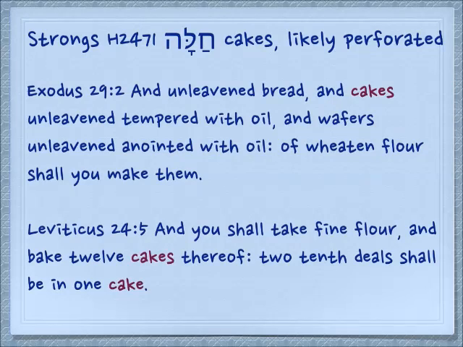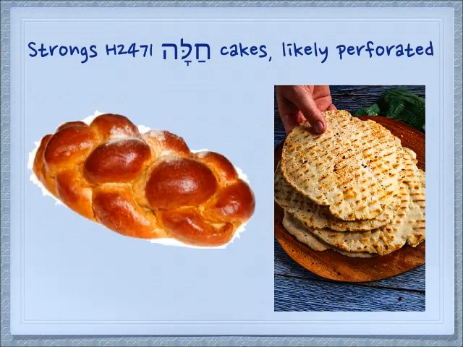Exodus 29:2. And unleavened bread, and cakes unleavened tempered with oil, and wafers unleavened anointed with oil of wheaten flour shall you make them. Leviticus 24:5. And you shall take fine flour and bake 12 cakes thereof. 2/10 deals shall be in one cake. So we are used to our challah looking like the picture on the left, but probably it looked more like the picture on the right, a bread, even if it had yeast in it, but smacked up against the side of an oven and probably perforated to help the air go through to help it cook quickly.